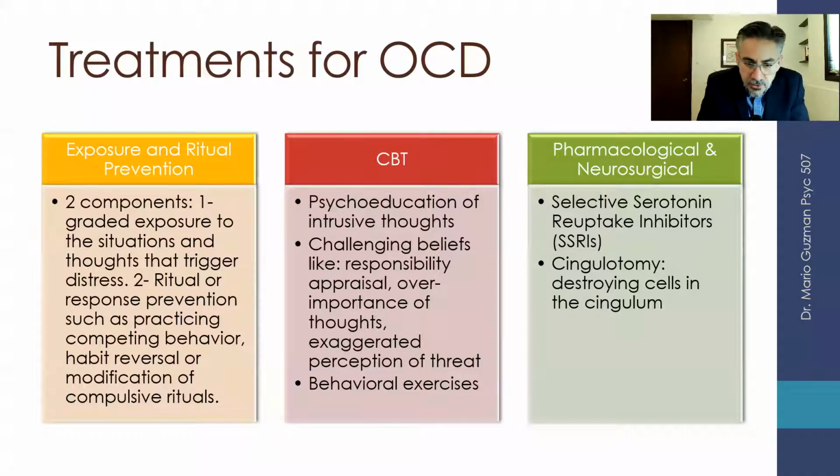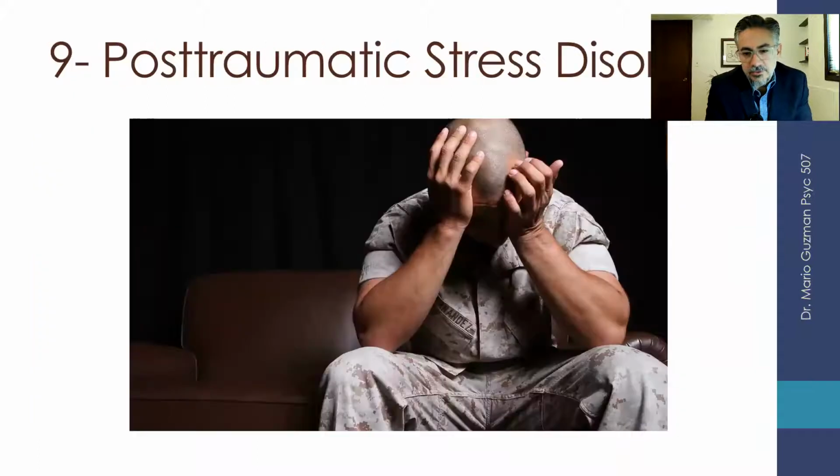appraisal, overimportance of thoughts, exaggerated perception of threat, and behavioral exercise, and pharmacological and neurosurgical treatments. So the SSRIs have proved that they can work with these clients, and in cases that are really, really, really severe and that CBT is not working, the SSRIs are not working, and so the cingulotomy, it's a type of surgery where they destroy cells in the cingulum, and for some reason it works, it helps these clients. Okay, but I'm always like, that's the last option because it's not reversible, right?